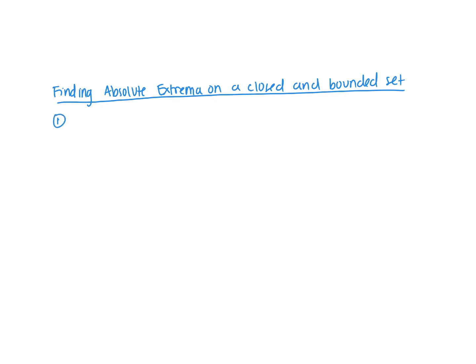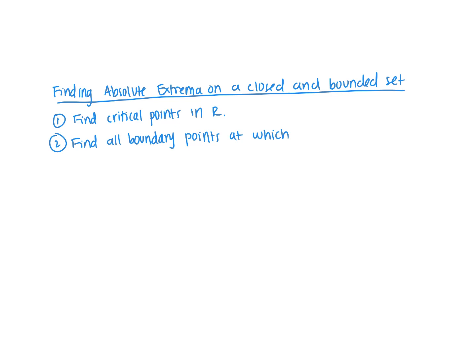Okay, step one is going to be the same as relative extrema. You are going to find the critical points in our region R. Here is where things change though. Critical points can also occur on the boundary. So step two is we are going to find all boundary points at which absolute extrema can occur.